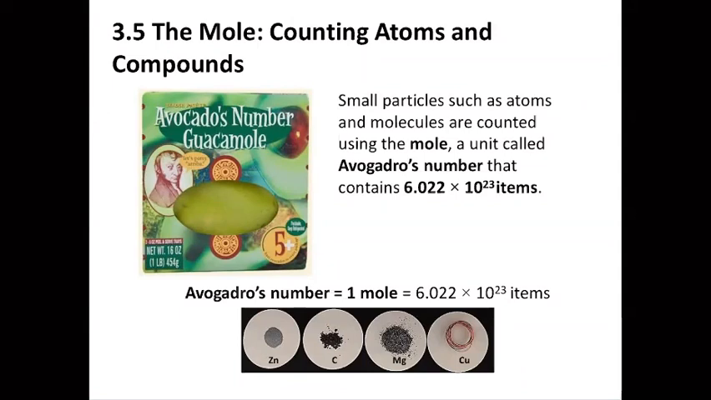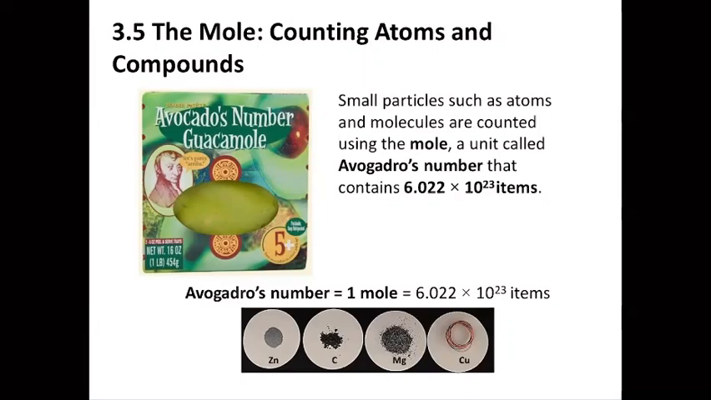And as you can see here, the mole or 1 mole is known as Avogadro's number. And by definition, Avogadro's number means that 1 mole of an element, 1 mole of a compound is going to be 6.022 times 10 to the 23rd items. So if we have elements, those items are going to be atoms, but if we have a compound, those items are going to be molecules.